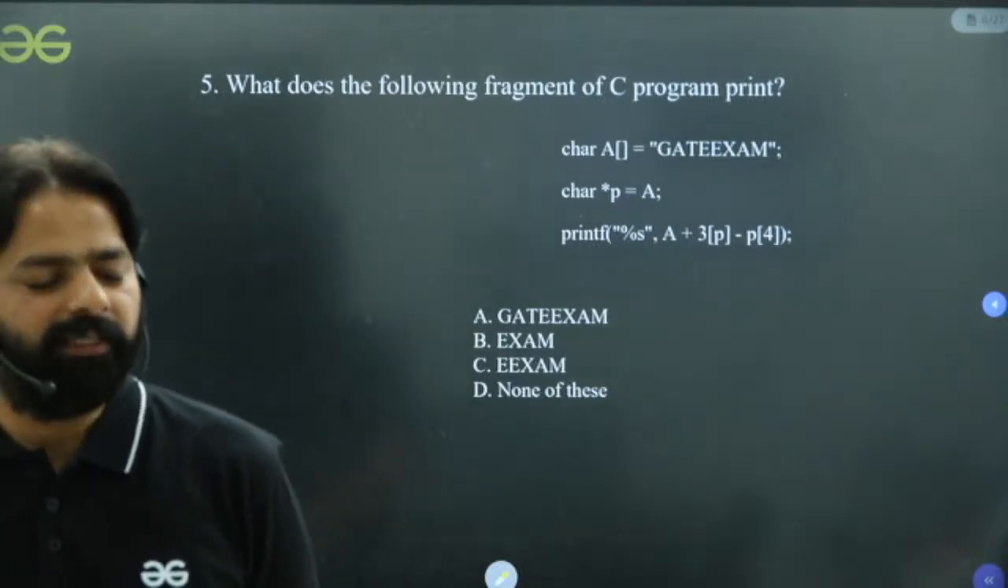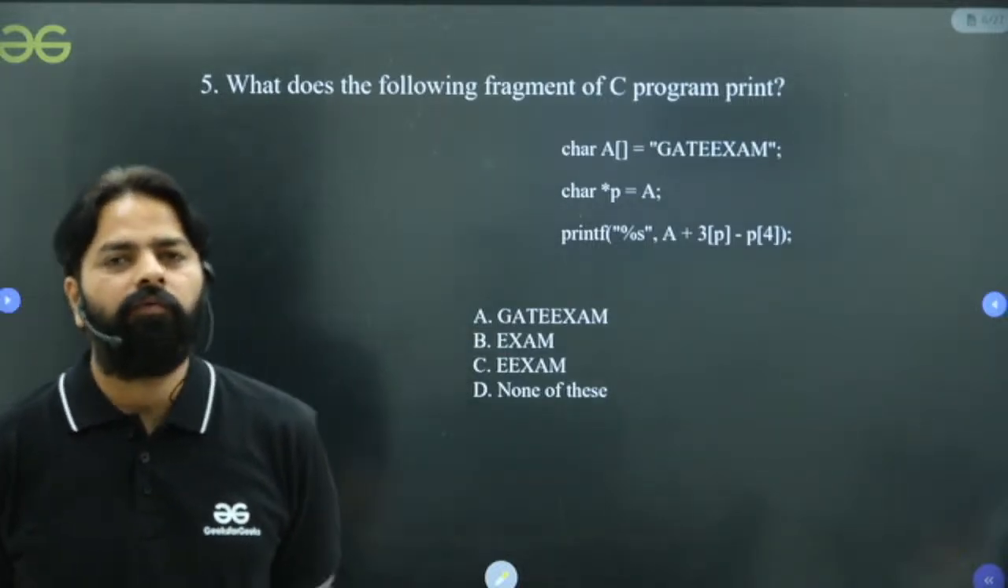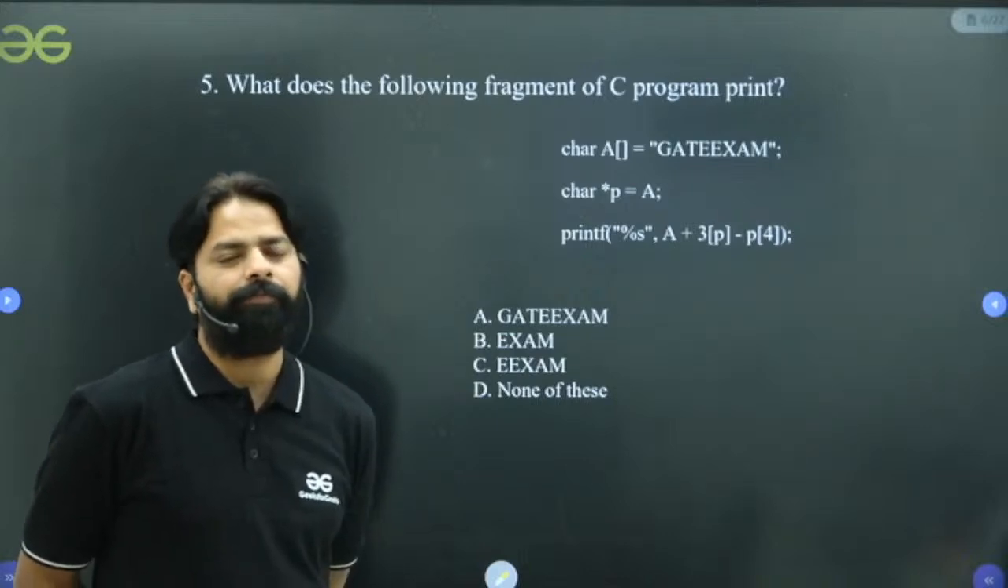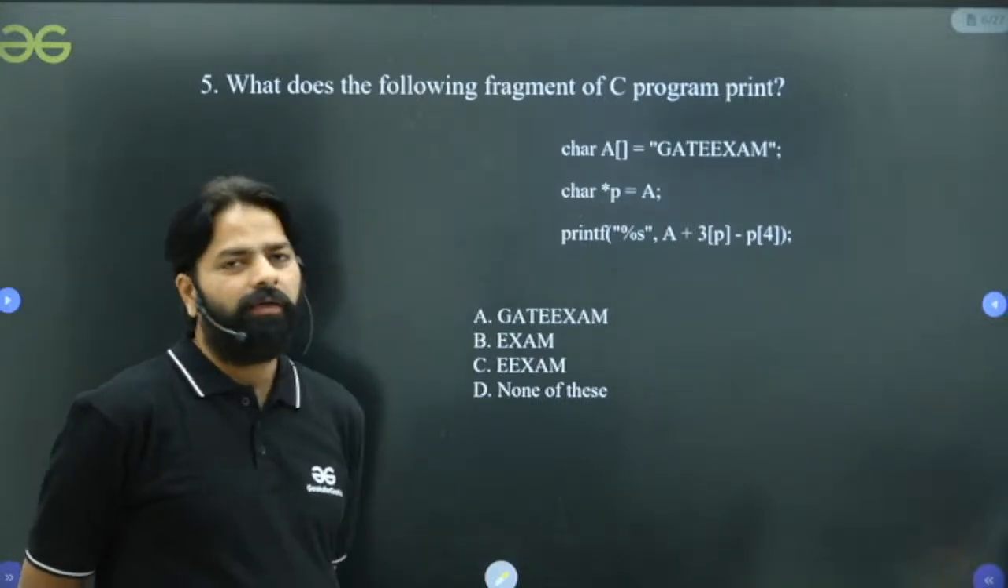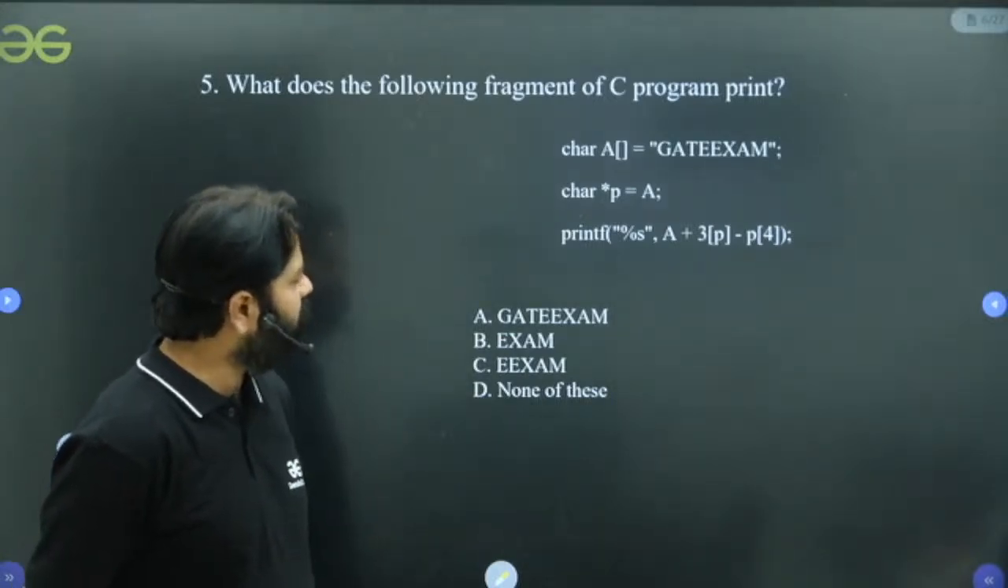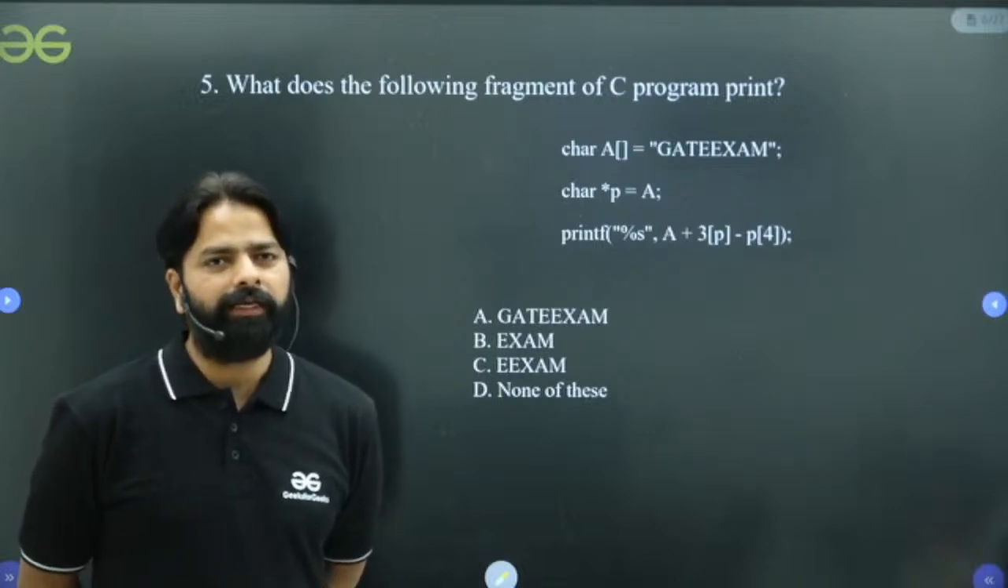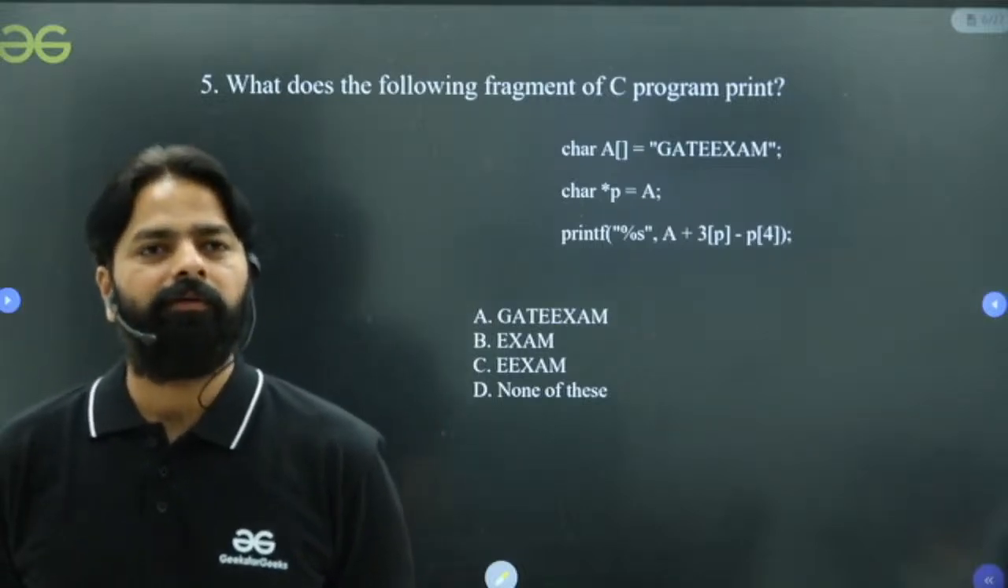Forget about the previous data and previous question. Focus completely on this question. And you should make a habit: if you are solving this and you are focused on only this, the GATE exam, how do you attempt?